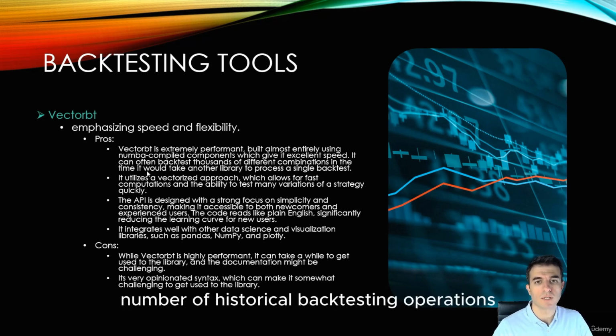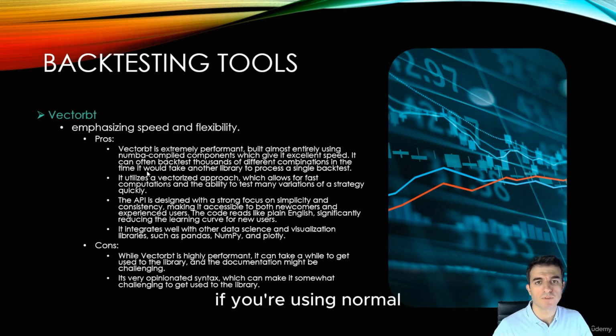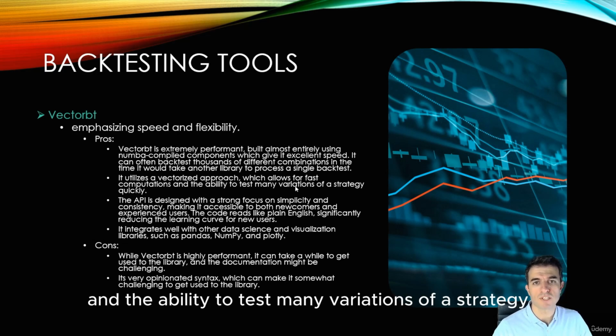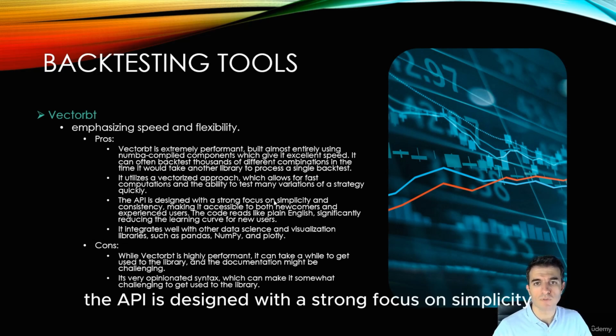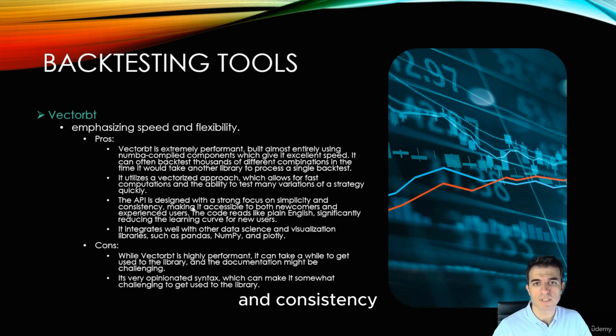This can lead to a number of historical backtesting operations, which can take a lot of time if you're using normal libraries. VectorBT is your choice here. It uses a vectorized approach, which allows for fast computations and the ability to test many variations of a strategy very quickly. The API is designed with a strong focus on simplicity and consistency.